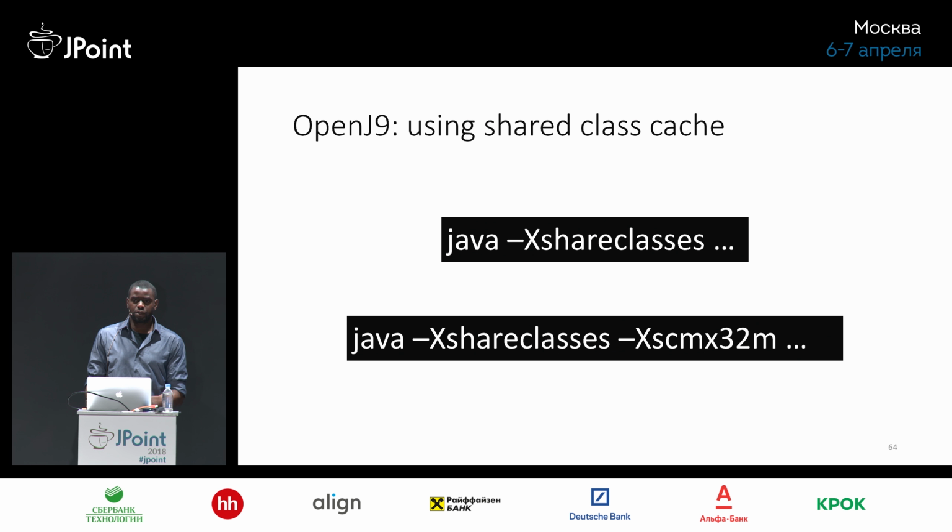Some of the limitations are that the JVM can only connect to a single cache at a time, and the cache is unique to the JVM type. So if you created the cache with a 64-bit JVM, you can't use it with a 32-bit JVM. And the other thing is that the cache can't grow. So once it's full, it's full. If you need more room, you can destroy the cache and create a larger one.